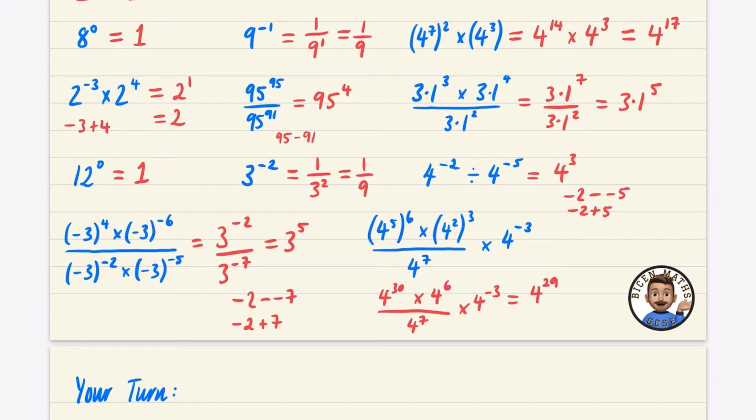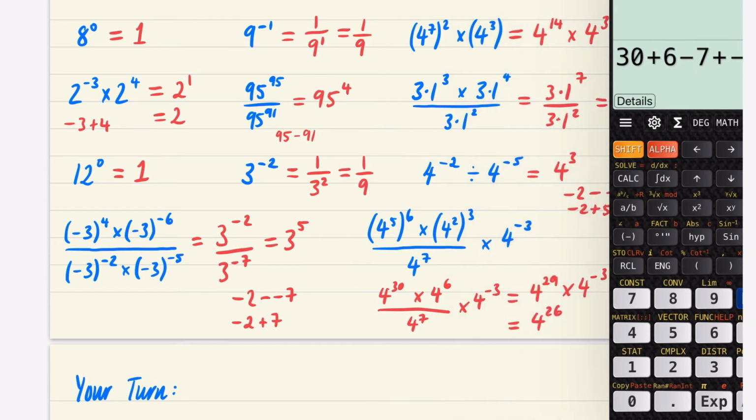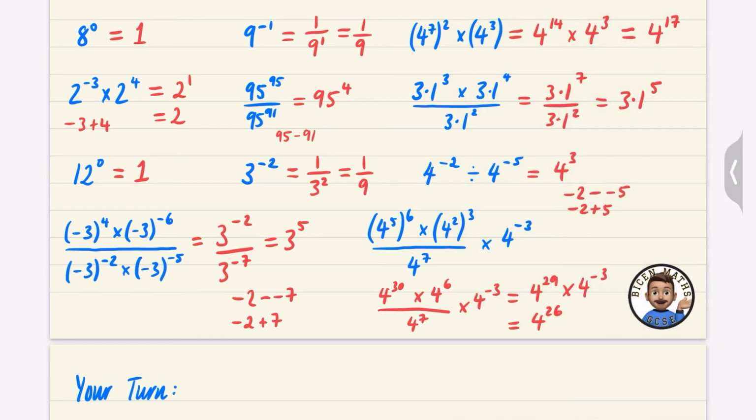So it's going to be 4 to the power of 29 multiplied by 4 to the power of minus 3. We are adding these powers together. So you're going to do 29 plus negative 3. That means it's going to get smaller. And we're going to get 4 to the power of 26. Again, you could type these bits on your calculator. You could do 30 plus 6, take away 7, add negative 3, and we do get the answer 26 for the power that we've got here.